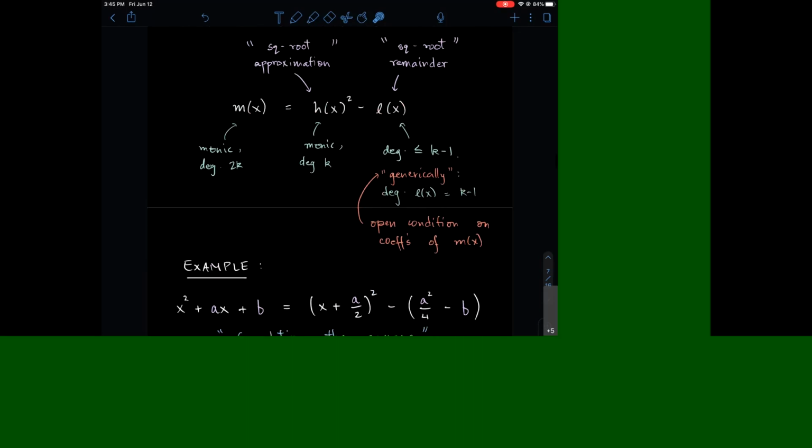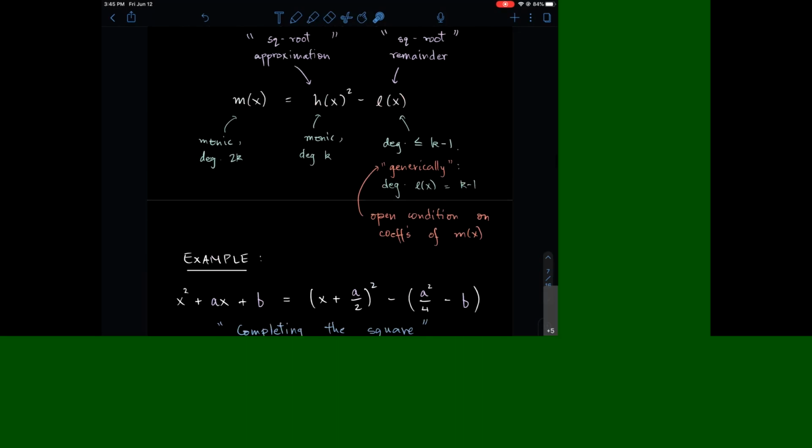And so it turns out that generically, this thing will actually not only be degree at most k minus 1, it'll be degree exactly k minus 1. And so what that means is that for it to be degree exactly k minus 1 is some kind of open condition on the coefficients of this initial polynomial m of x.